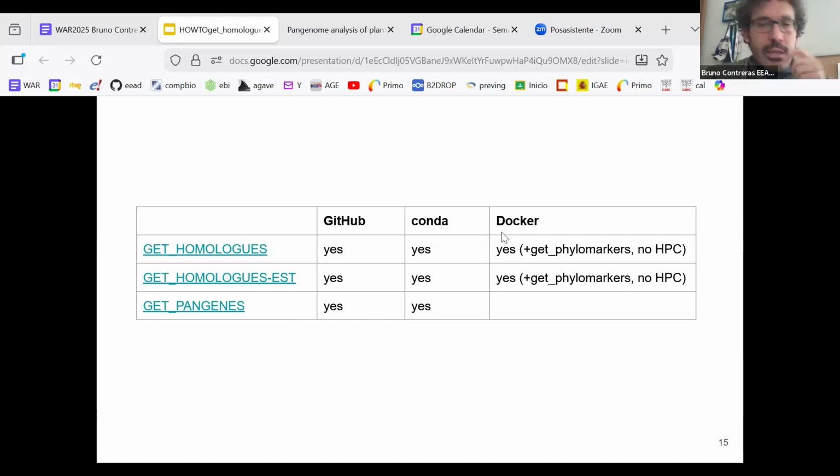And the first two options are also available as Docker containers, which can also be converted to Apptainer if you need. And they are bundled with another analysis tool, which is called Get PhenoMarkers, that I'm not going to talk about much today, but it's handy because you can use straight away the clusters you produce with get homologs. You can use them to get very nice, robust phylogenies of the data that you are analyzing.